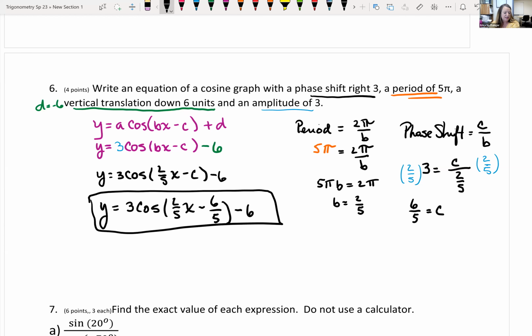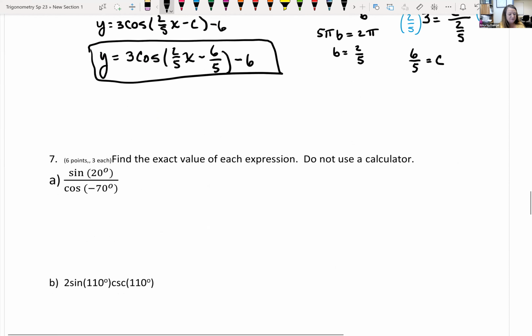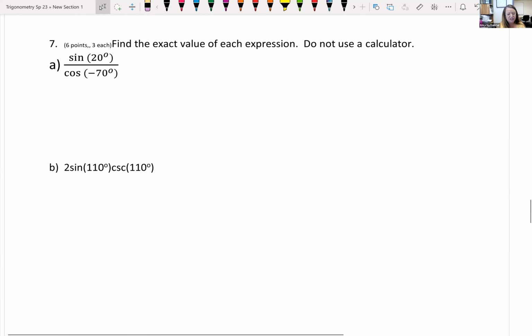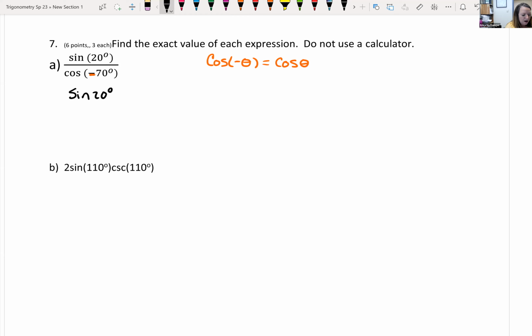So let's now look at the next example. The next example says, let's find the exact value of each expression. Do not use a calculator. So we have sine of 20 degrees all over cosine of -70 degrees. Well, first of all, I notice that I have cosine of a negative angle, and I know that cosine is an even function. So I know that cosine of negative theta is the same thing as cosine of theta. So let's rewrite this as sine of 20 degrees all over cosine of 70 degrees.